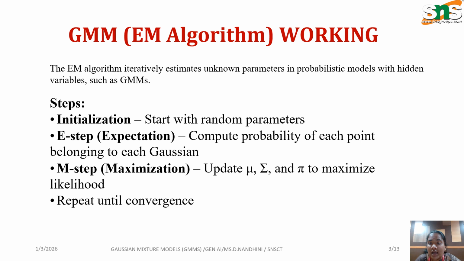Next is the algorithm, or working condition, of this. There are three steps used in this EM algorithm. The Gaussian Mixture Model has three steps: one is initialization, the E step stands for expectation, and the M step stands for maximization. So according to that, we are going to see it.